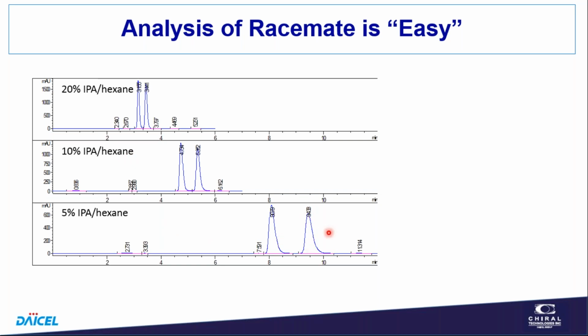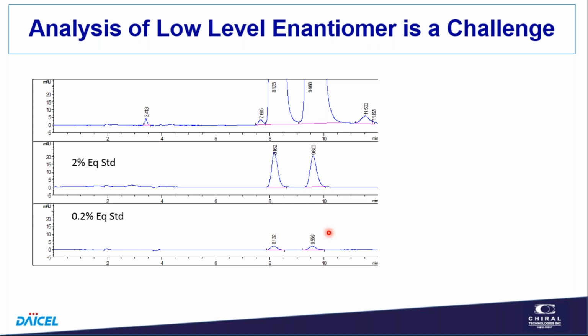Part of this, I think, is a little bit of column overload. I had shot a very concentrated sample just because I didn't know how much response I was going to get. So the analysis of the low-level enantiomer is a bit of a challenge. And for this pair, we got nearly baseline separation.